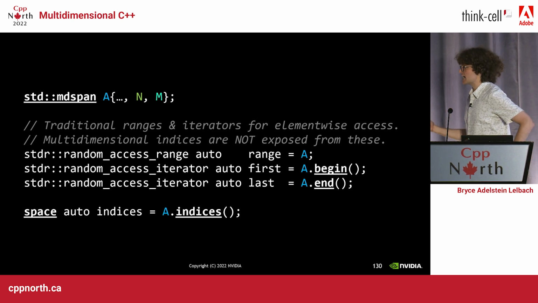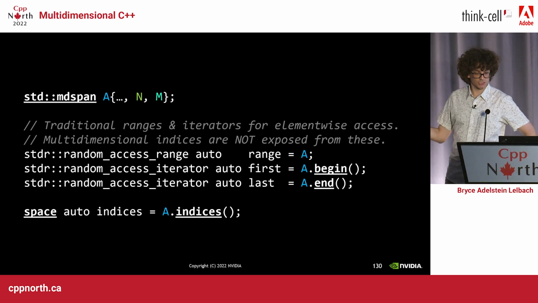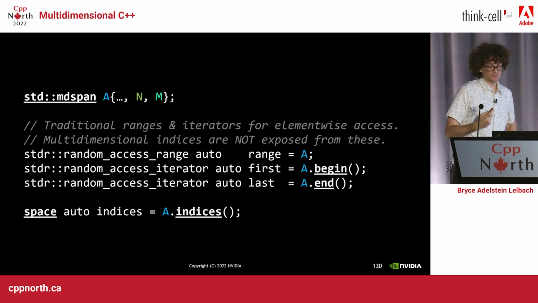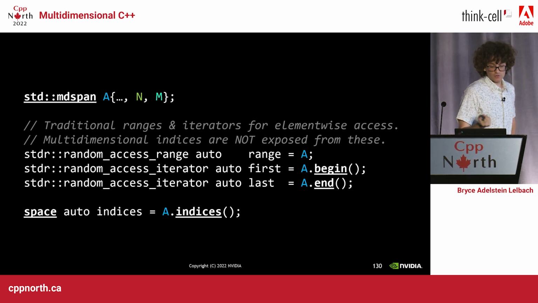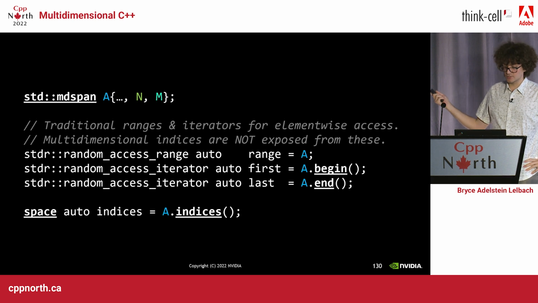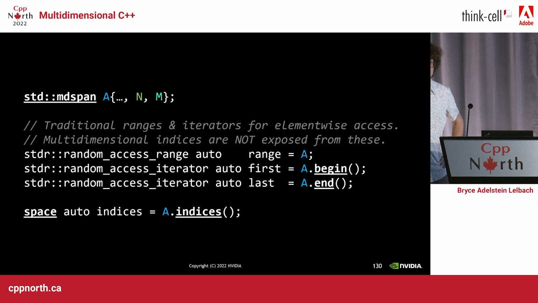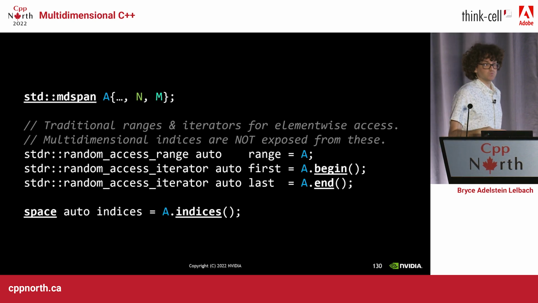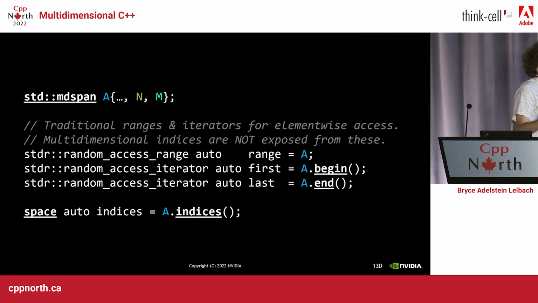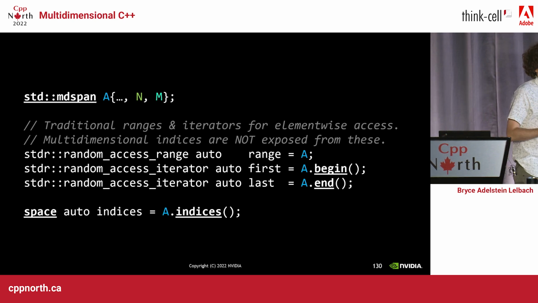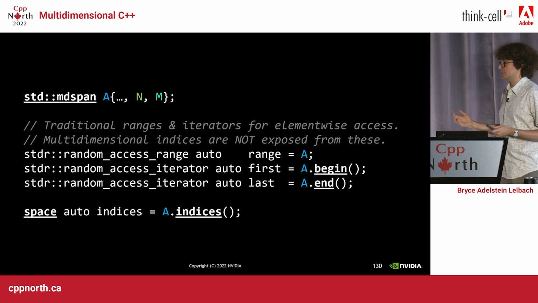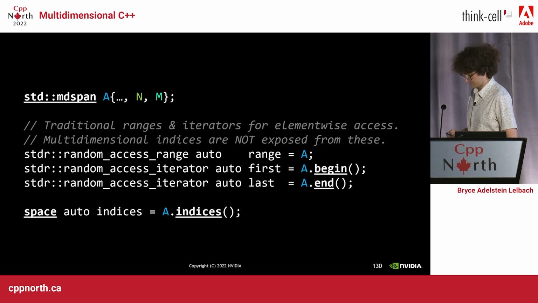So this doesn't stop us from also providing traditional ranges and iterators for element-wise access. Now, those traditional iterators would not expose multidimensional indices, but this would mean that you could take an mdspan and feed it into something like a std::reduce. You just would not be able to get a multidimensional index out from one of those iterators because it would be slow. If you wanted to do something that's index-based, you'd use indices.